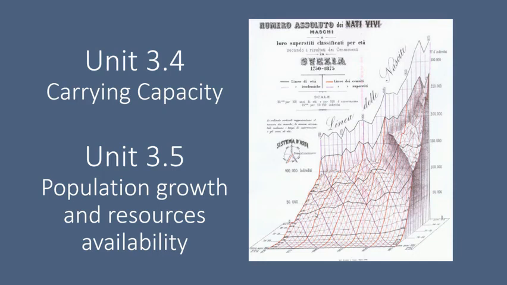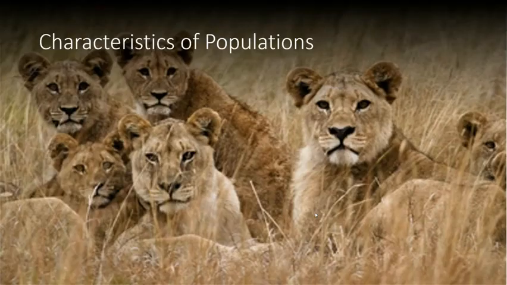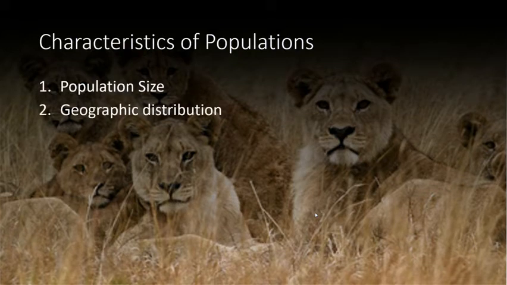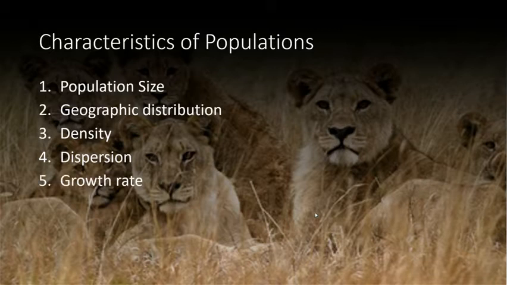This is Unit 3.4, Carrying Capacity, and Unit 3.5, Population Growth and Resources Availability. To get into both carrying capacity and resources availability, we need to talk about characteristics of populations. So we measure the size of populations, right? How many individuals they have, how they're distributed geographically, how dense they are, how they are dispersed over areas, how quickly they grow or shrink, and then also the age structure within those populations. So we'll touch each of these characteristics.